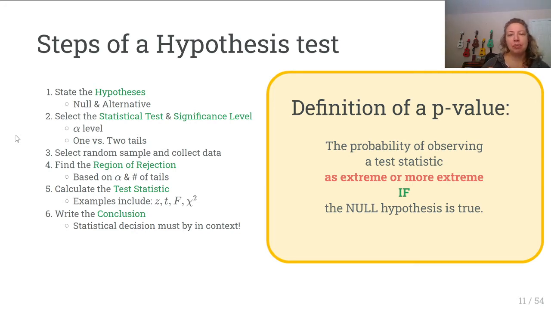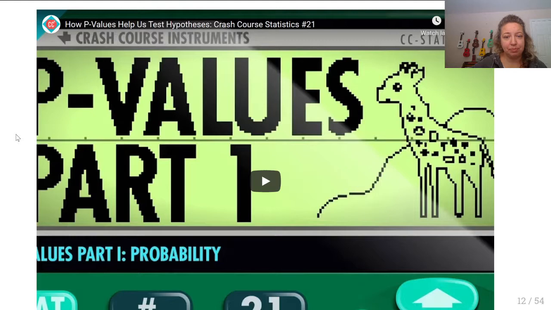So the definition of a p-value is the probability of observing a test statistic or a sample as extreme or more extreme if that null hypothesis is true. So the p-value is always based on the null hypothesis. That's very important. So here, let's watch another little Crash Course Statistics video. This one's a little bit longer.